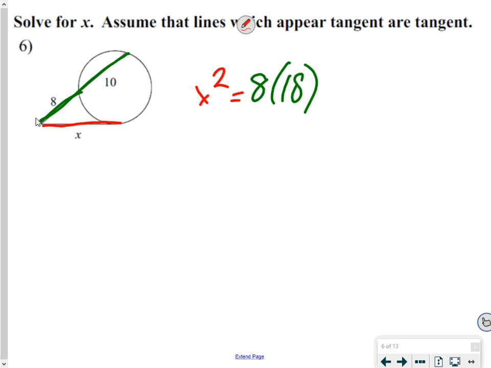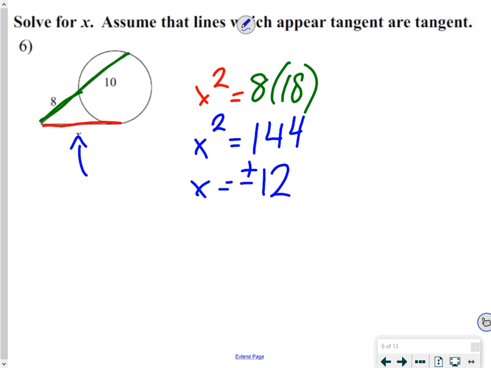Okay, and then from there, multiply. We've done this before. We've gotten 144. Take the square root. We get x equals positive and negative 12. Double check the problem. Oh, negative doesn't work. Just the positive. We can't have that negative distance.